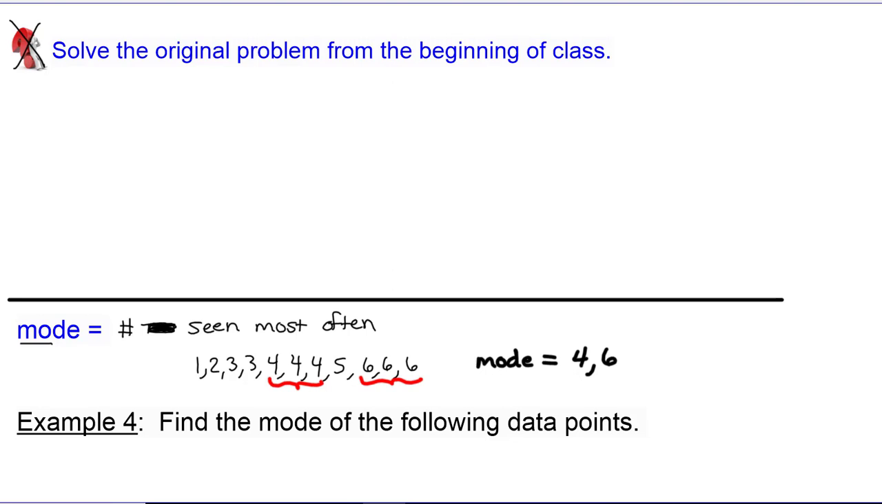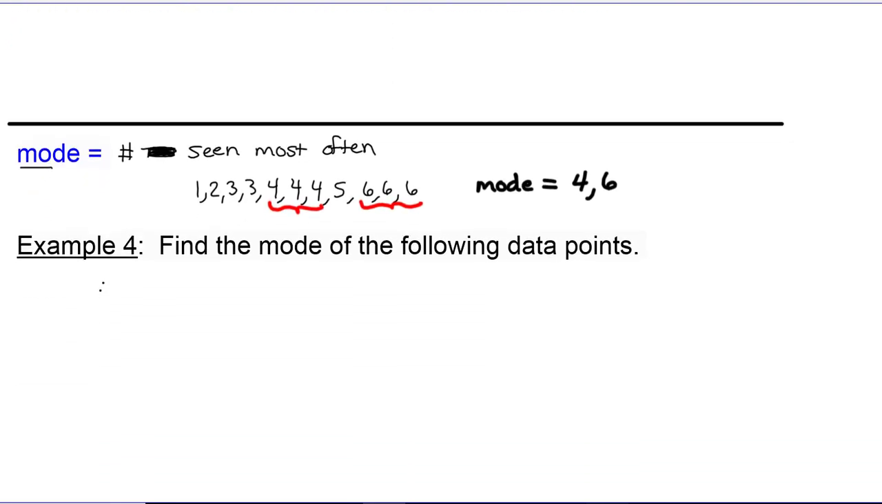You can have no mode. So let's say no numbers repeat. Then you have none. So that can happen as well. Okay. All right. Find the mode of the following data. I just gave you an example, so we're gonna skip that one.